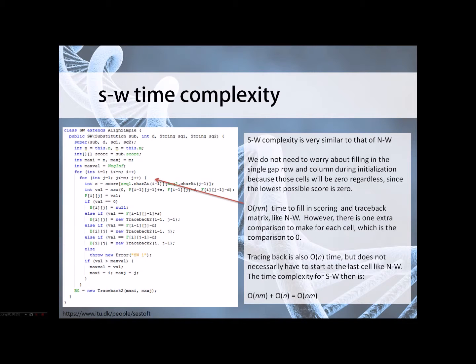Tracing back is also O(n) time, but we do not necessarily have to start at the last cell, so tracing back may be faster when both algorithms are comparing the same sequences. The final time complexity of the SW algorithm is then just O(n times m) plus O(n), which is just O(n times m).